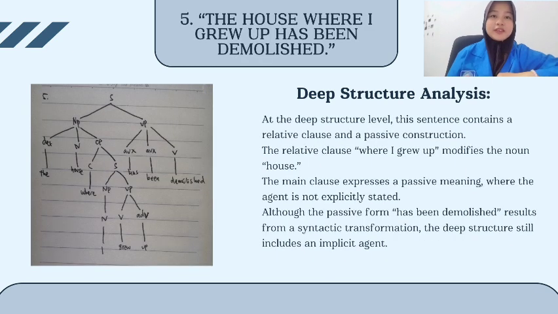The fifth and final sentence, the house where I grew up has been demolished. At the deep structure level, this sentence contains a relative clause and a passive construction. The relative clause, where I grew up, modifies the noun house. This provides information about which house is being referred to. The main clause expresses a passive meaning, where the agent is not explicitly stated. We don't know who demolished the house.